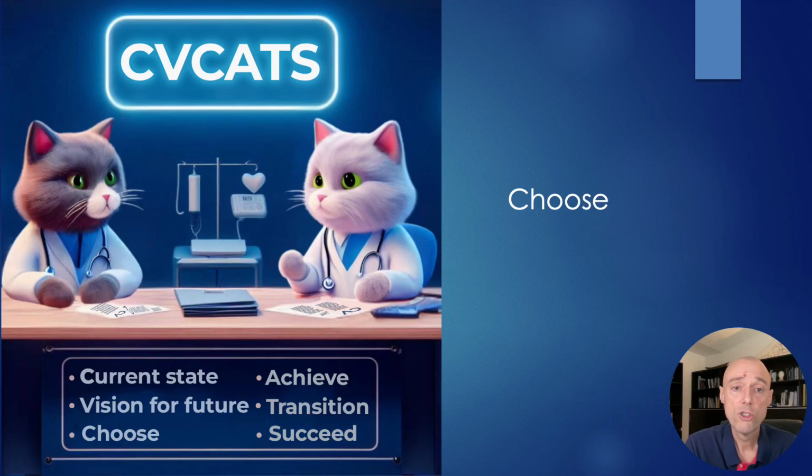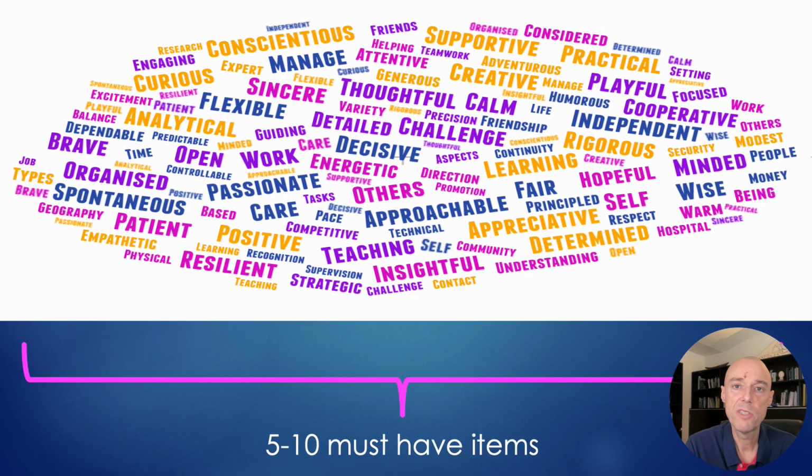So we're now at the choose stage of the model. You've done exercises for the current state and you've done exercises for vision for the future, and those things were all in your workbook. And remember, you've ended up with a jumble of 50 plus things, and then you've distilled it down to maybe 5 or 10 must-have items.